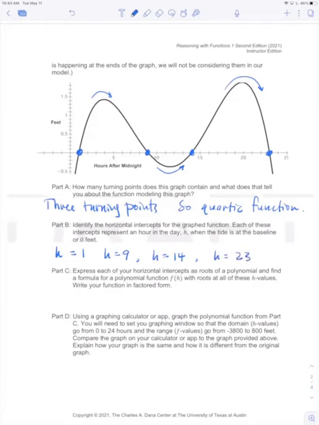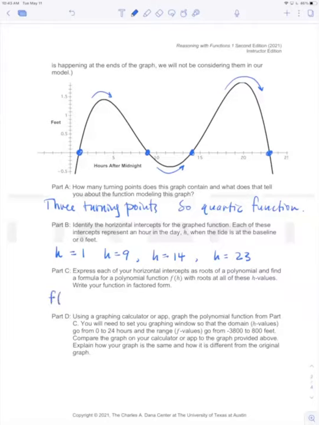There we go. For part C, it says express each of your horizontal intercepts as roots of a polynomial and find a formula for a polynomial function f of h with roots at all of these h values. Write your function in factored form. Okay, so our answer could be written this way.